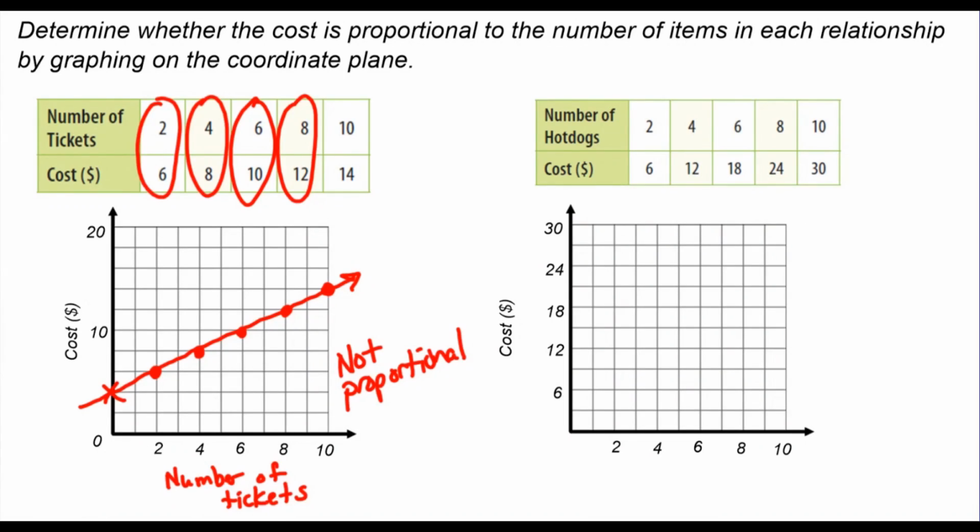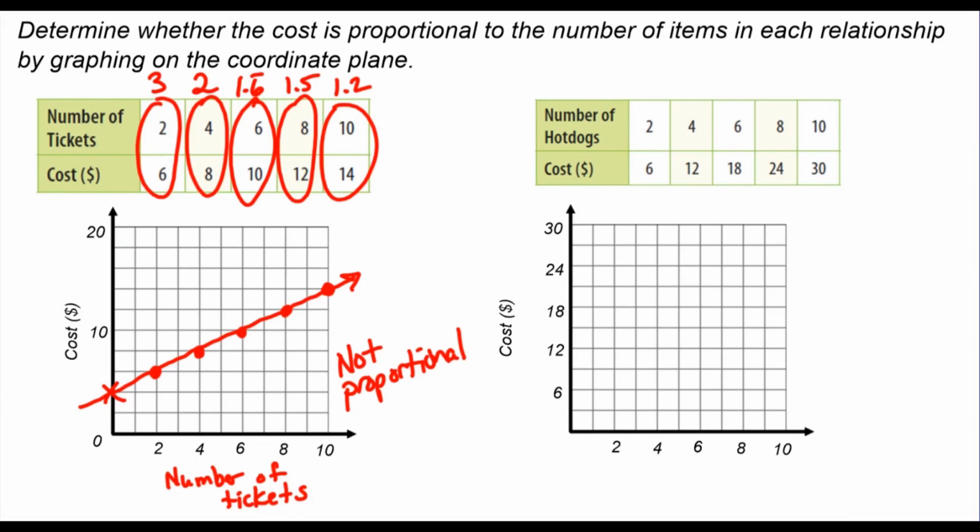And again, we could check that with these unit rates. This is $3 per ticket. This is $2 per ticket. So I already know that it's not constant. This is 1.6 repeating dollars per ticket. This is $1.50 per ticket, and this is $1.2 per ticket. So you can see that the unit rate is always changing here. So that is definitely not proportional.